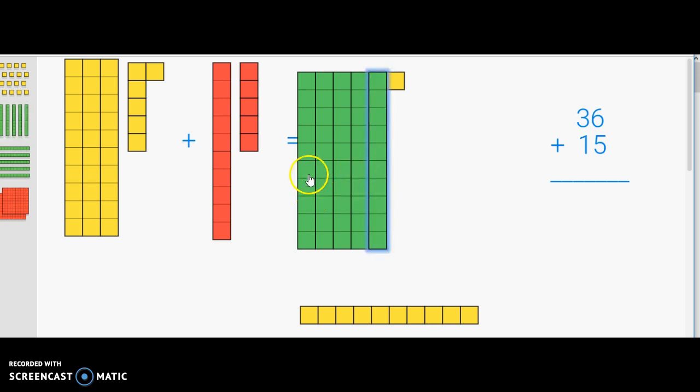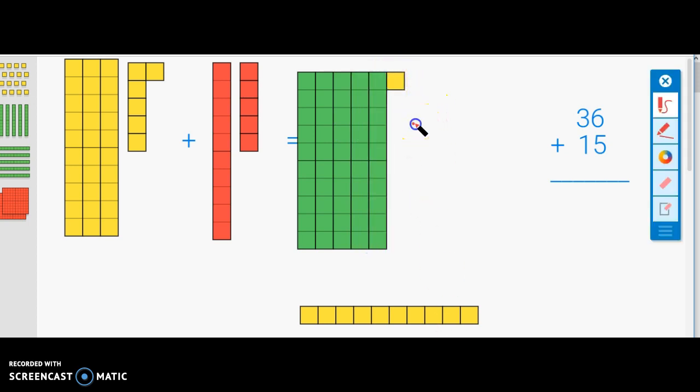Then I have one group of 10, so that's 10, 20, 30, 40, 50, with one extra one left over, so to make a total of 51. That was our first strategy using the base 10 blocks.